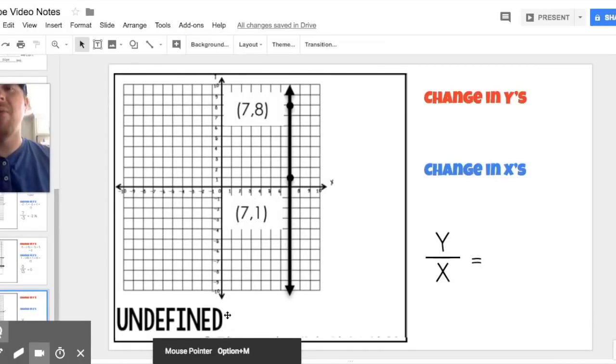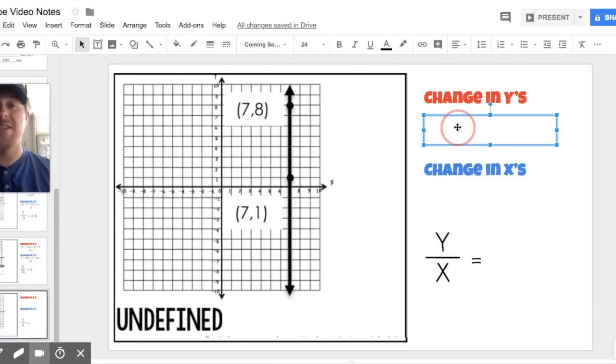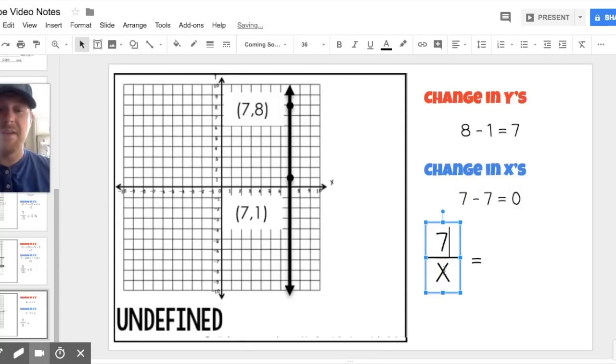So now let's talk about what happens if we got a straight up and down line. So there's no change in our x here, but let's go through it. So change in y. Let's say this is our second y. So I'm going to do 8 minus 1. 8 minus 1 is, of course, 7. But let's do our x's. 7 minus 7 equals 0. So the x associated with 8 is 7. The x associated with 1 is 7. So I have 7 divided by 0.